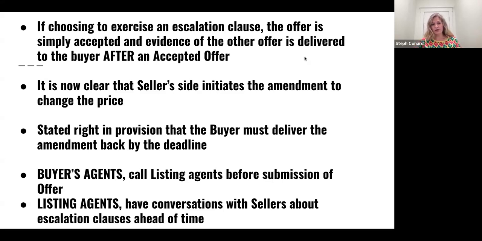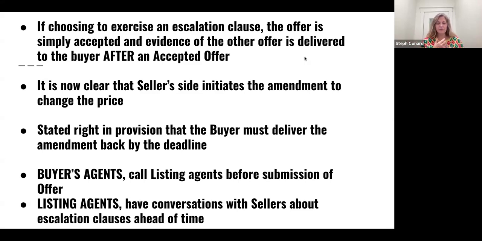And then just a word of caution for buyer's agents and listing agents. Buyer's agents, I would call the listing agent before the submission of an offer that includes an escalation clause. I think it's not as much of a worry as it used to be, but there are listing agents out there who just don't like using escalation clauses.